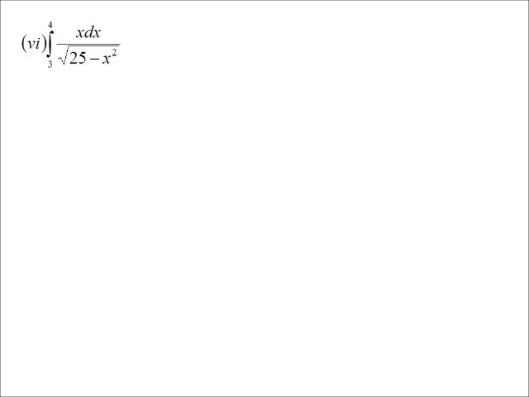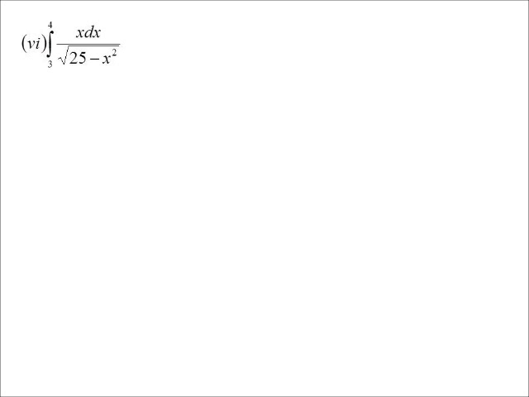X dx on the square root of 25 minus x squared. What am I seeing here? I'm seeing a couple of things here. I'm seeing derivative of 25 minus x squared. So I could rewrite this as derivative times function to some power, to the negative a half, but I could do that. I'm seeing underneath the square root sign difference of two squares. So I could do x equals 5 sine theta or something like that. Turn it into a trig equation.